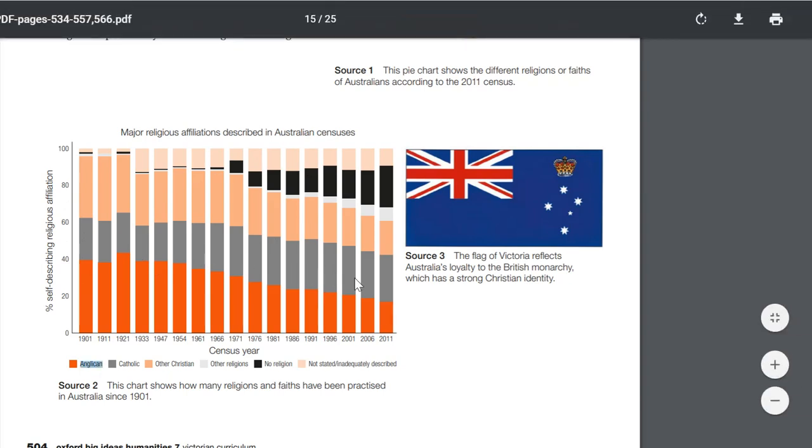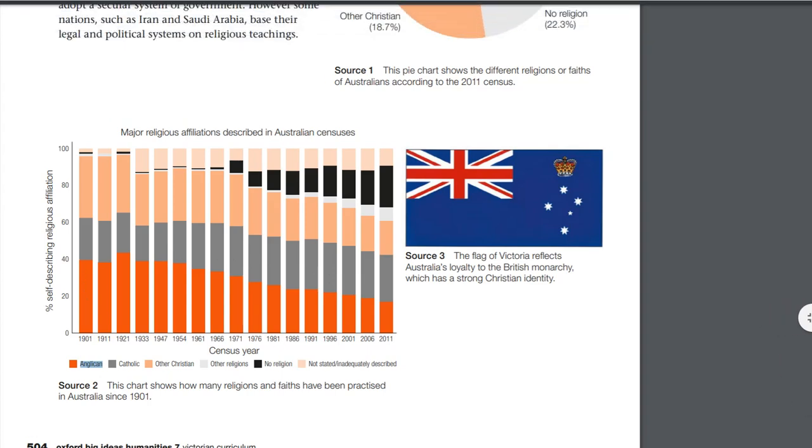Catholic is this dark grey. Other Christian, so that means other faiths within the branch of Christianity, is this peach colour. Other religions is this very light grey colour. No religion is black. And then this light peach colour, this nude colour, means that the person hasn't stated what religious affiliation they have, or they didn't describe it.